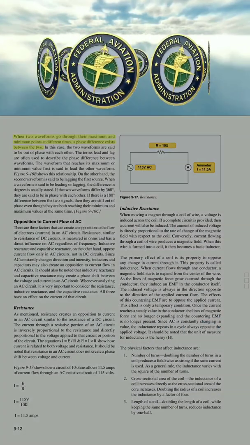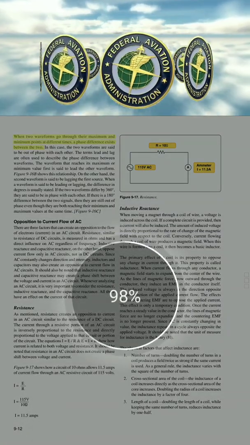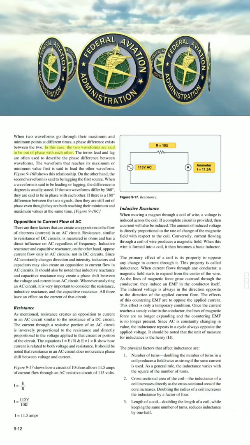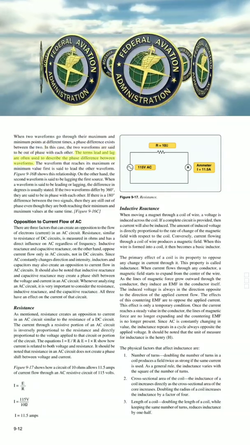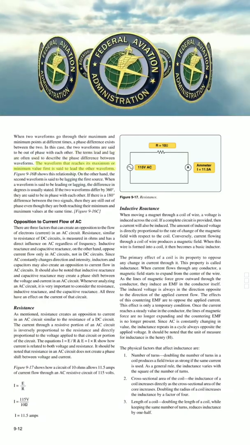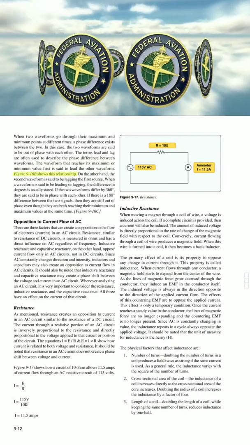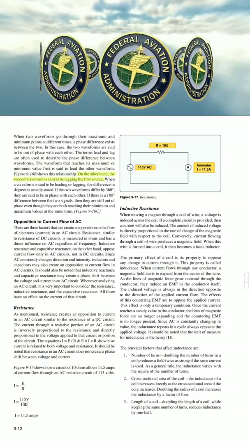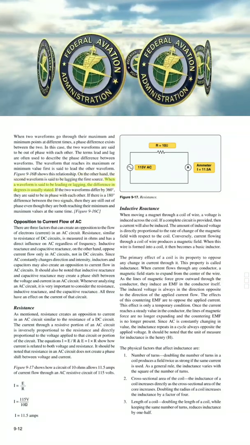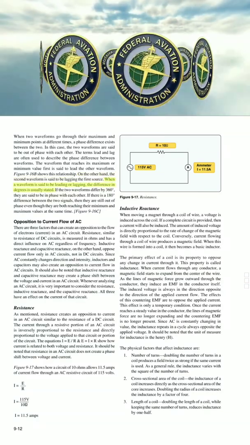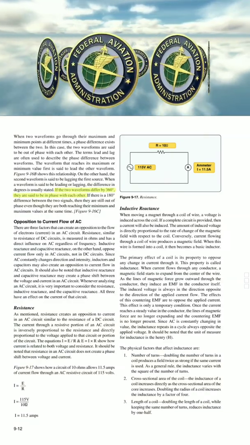When two waveforms go through their maximum and minimum points at different times, a phase difference exists between the two. In this case, the two waveforms are said to be out of phase with each other. The terms lead and lag are often used to describe the phase difference between waveforms. The waveform that reaches its maximum or minimum value first is said to lead the other waveform. Figure 9-16b shows this relationship. On the other hand, the second waveform is said to be lagging the first source. When a waveform is said to be leading or lagging, the difference in degrees is usually stated. If the two waveforms differ by 360 degrees, they are said to be in phase with each other.